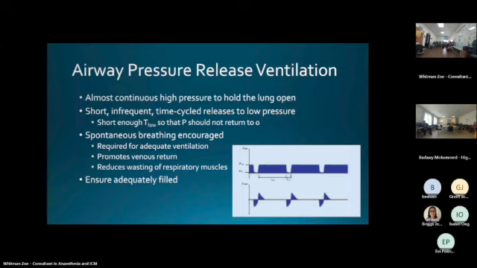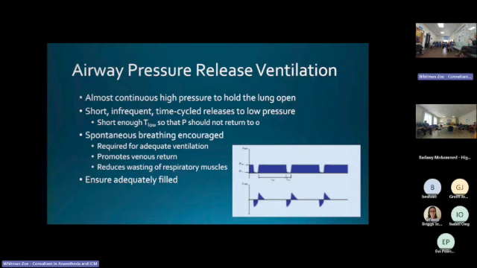So it's completely the opposite to physiological breathing, basically. There's no negative pressure at all. It's continuous high pressure for as long as possible to try and hold the lung open and recruit as many alveoli as possible, and just keep them there. And there are time cycled releases. So you set an inspiratory time and an expiratory time, and you set your high and low pressures. And just see what happens.